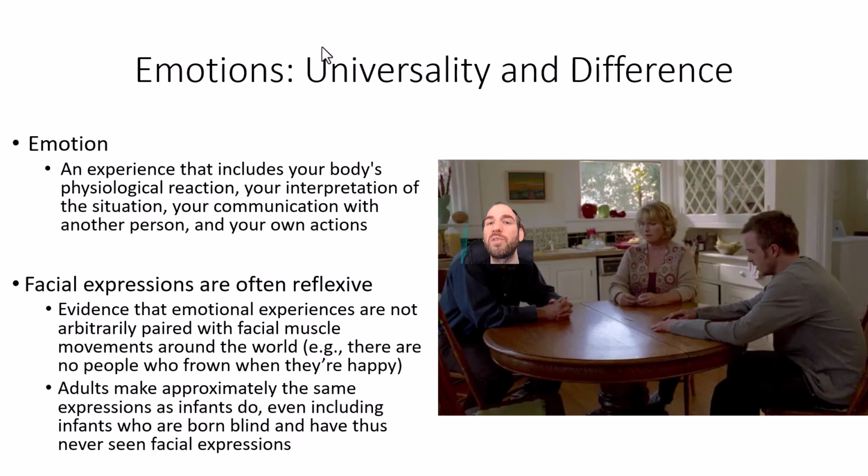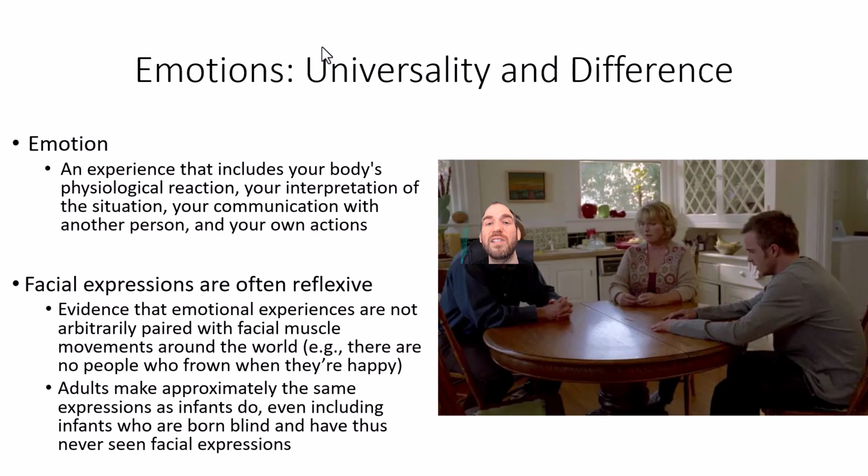Beginning with a basic operational definition of emotions. Emotions are an experience that includes your body's physiological reaction, your interpretation of the situation, your communication with another person, and your own actions. Facial expressions are often reflexive. There's evidence that emotional experiences are not arbitrarily paired with facial muscle movements around the world. That is, there are no people who frown when they're happy. Adults make approximately the same expressions as infants do, even including infants who are born blind and thus have never seen facial expressions. So we're going to talk about universal aspects of emotions and some cultural differences.